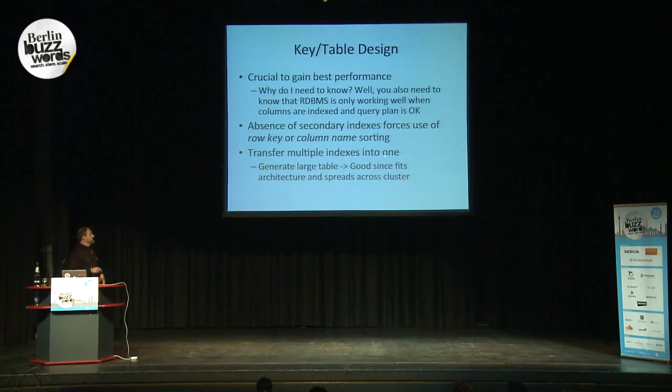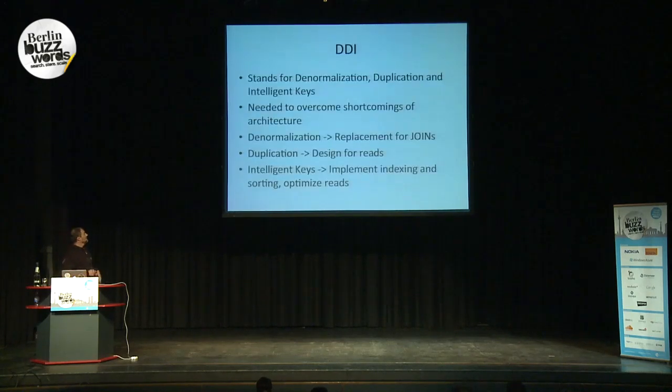Because you have no secondary indexes, you have to use the row key sorting or the column name sorting, and you can actually put multiple indexes into one to generate a combined table. Someone coined this term DDI, which is denormalization, duplication, and intelligent keys. The idea is that you go away from the typical relational idea and design data differently. So that's something you have to keep in mind. You have to think differently. And I have a model on this one.